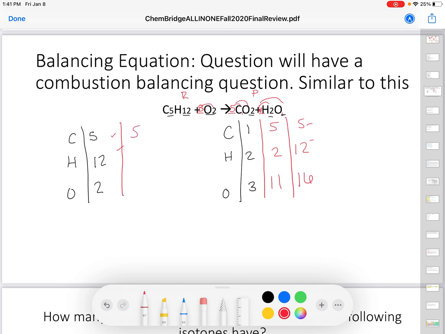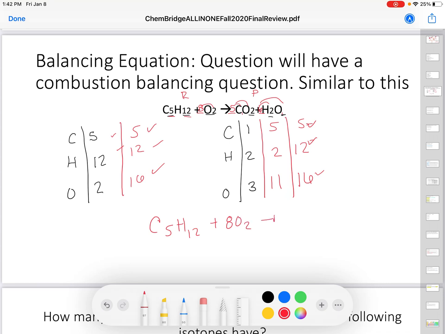I just draw my line, 5, 12, 16. 5 and 12 because they have no coefficient. 8 times 2 is 16. And now I am fully balanced, class. So my balanced equation would be this.